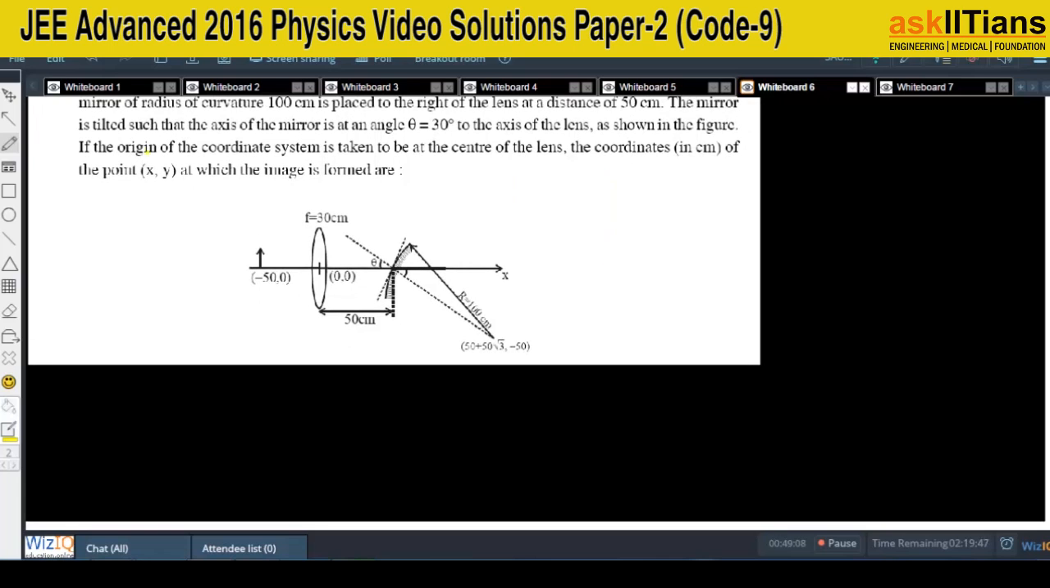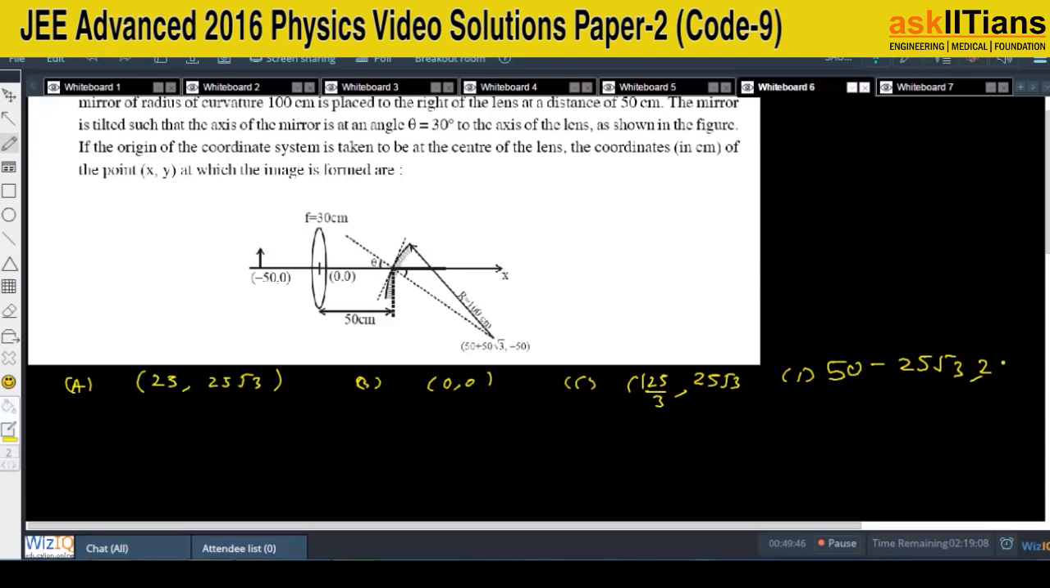So we would like to write the options. Option A is 25 and 25 root 3, option B is 0 and 0, option C is 125 by 3 and 25 root 3, option D is 50 minus 25 root 3, and that is 25.